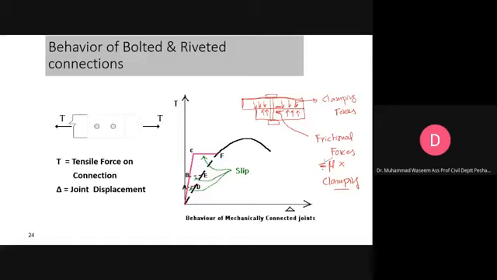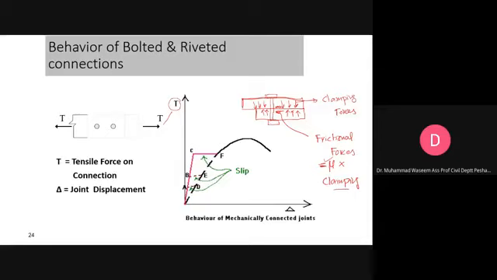Now in this slide you are seeing that there is a joint. A load is acting on this joint, and a displacement is produced on this joint. On the y-axis we have this load which is acting on the joint. On the x-axis we have this displacement along the joint. In this joint it is possible that you have bolts and rivets. It is applicable to both connections with rivets and connections with bolts.